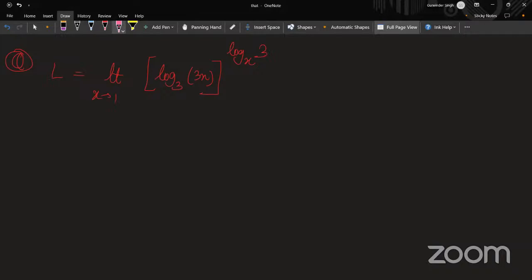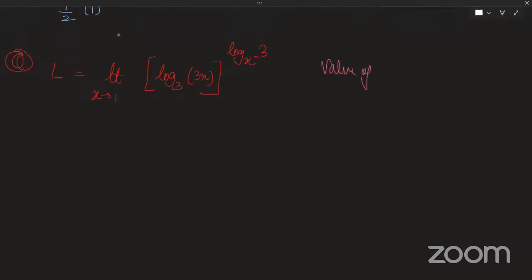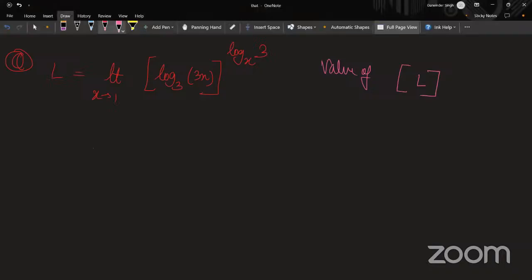So the limit L is given to me as limit x tends to 1 of log base 3x, log base x 3. And now it is asking me the value of the greatest integer of L. Greatest integer function of L.